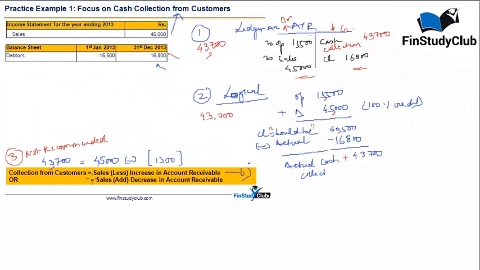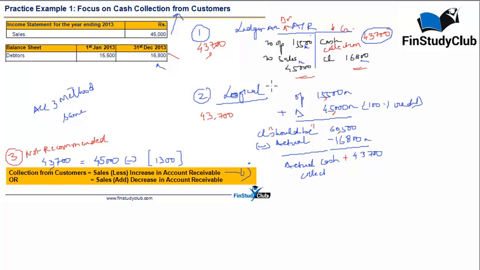Now let us try and explain this particular equation and see how it is similar to or different from the first two. Actually, all three methods are absolutely the same. If you look at the way I calculated this balancing figure, it is 15,500 plus 45,000 minus 16,800. That's how the balancing figure will be arrived at, and that's exactly the logical process that I've done.